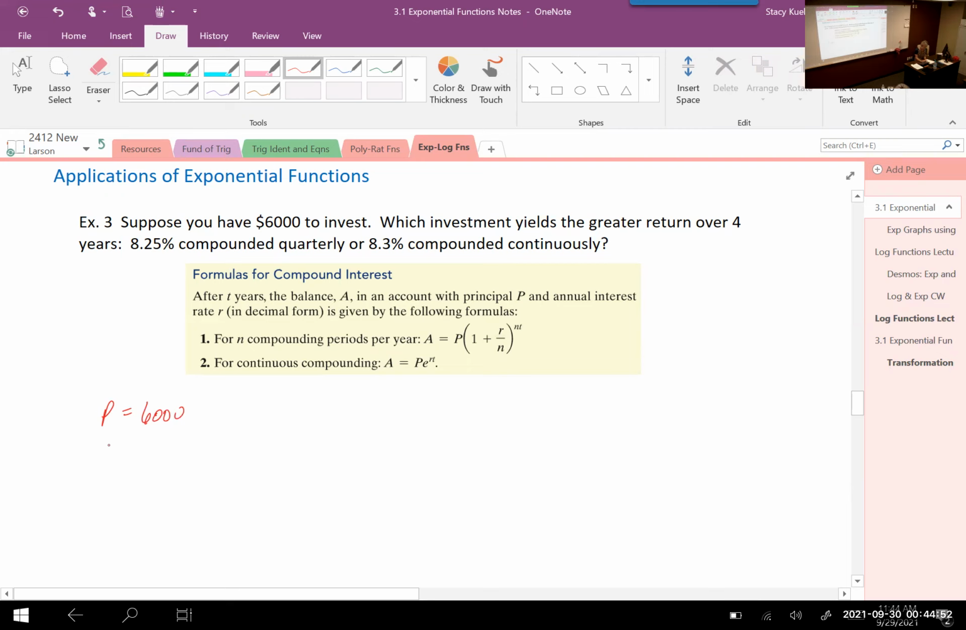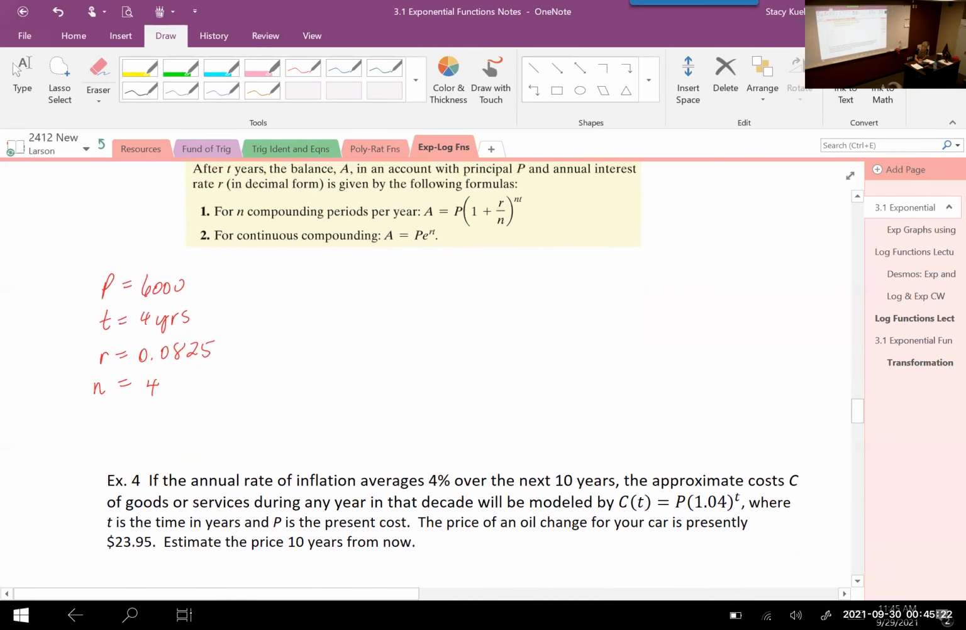We want to know what A is. We are investing this for 4 years. We are compounding quarterly, so the rate is 0.0825 for the interest rate there. And N on that 8 1/4 interest rate is going to be 4. So then you just plug it all in.